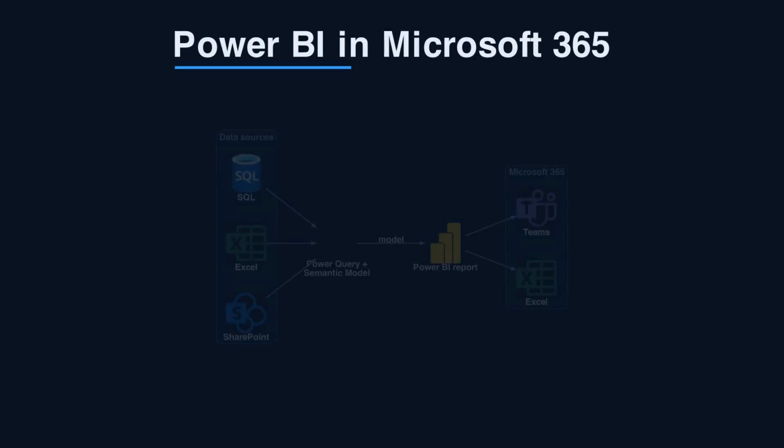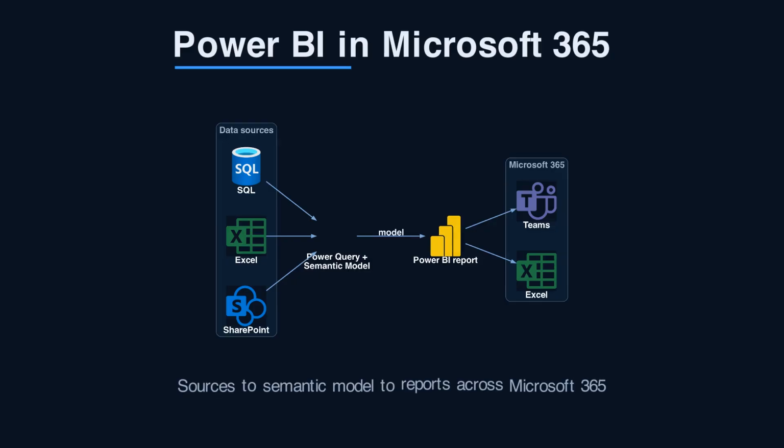Power BI in Microsoft 365 is optimized for business intelligence. Analysts connect to sources like SQL, Excel, and SharePoint, shape the data with Power Query, and build a semantic model. On top of that, they create reports and dashboards and share them across Teams, Excel, and SharePoint. It is the reporting and semantic layer of your stack.